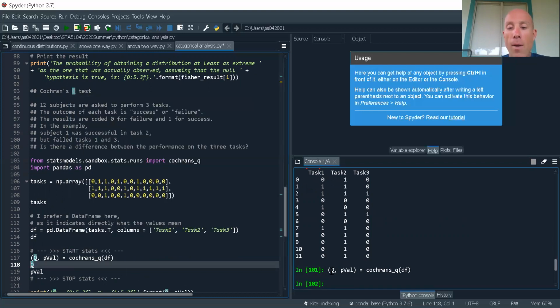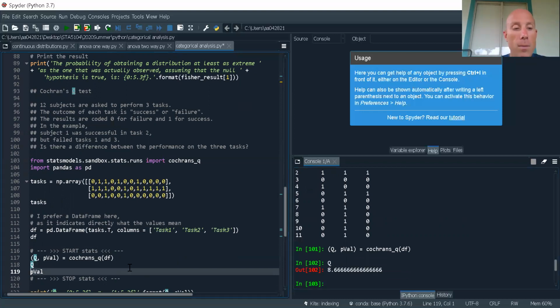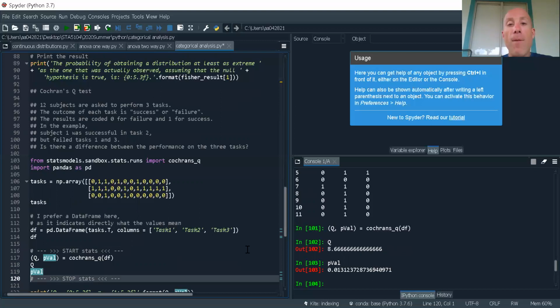And notice that I've got this notation of parentheses and a comma in between. So I'm picking up the Q statistic and the p-value. The Q statistic, we're going to compare to a special chi-square distribution. And by doing that, we're going to get a p-value.